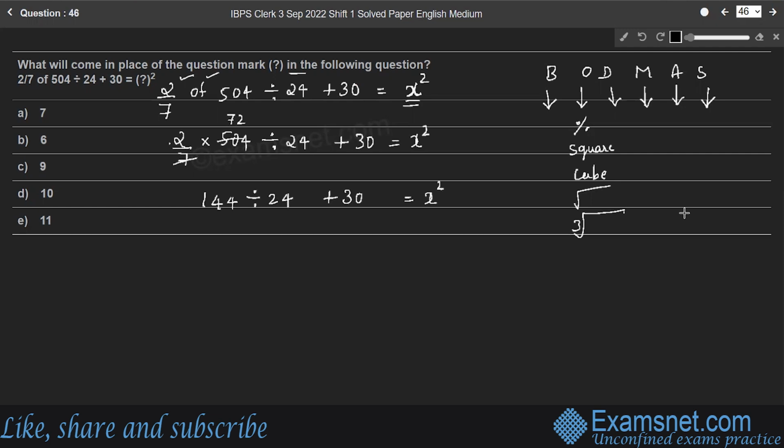144 by 24 is 6, since 24 into 6 is 144. Therefore, the quotient is 6, plus 30 is equal to x square. Therefore, x square is 36. x is the square root of 36, which is 6. Therefore, 6 should come in place of the question mark. Hence, option B is the right answer.